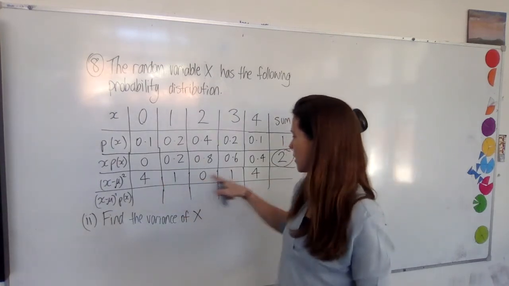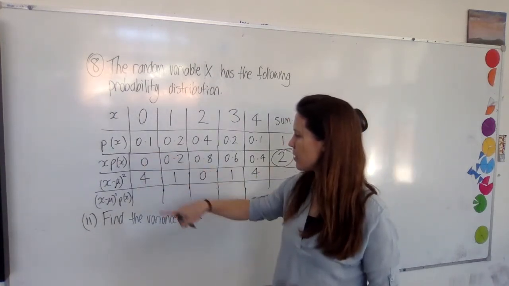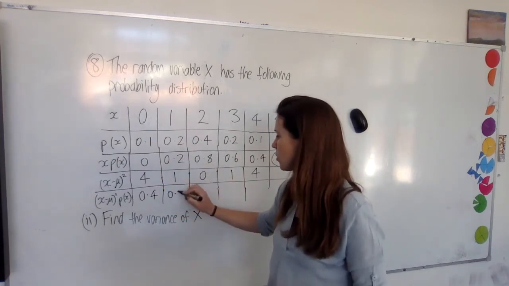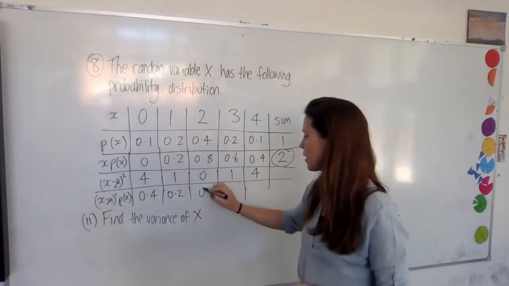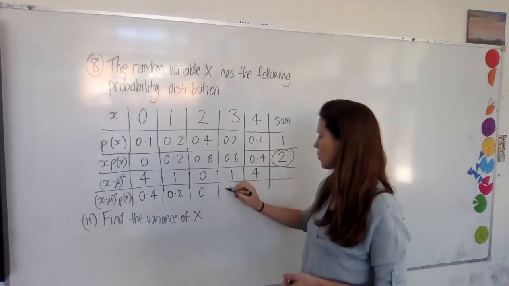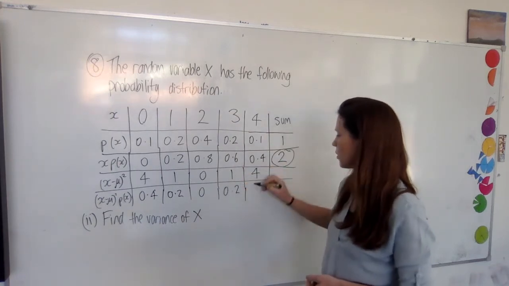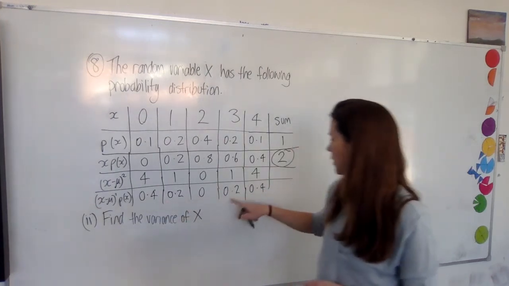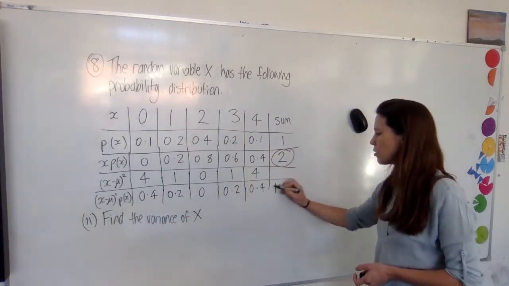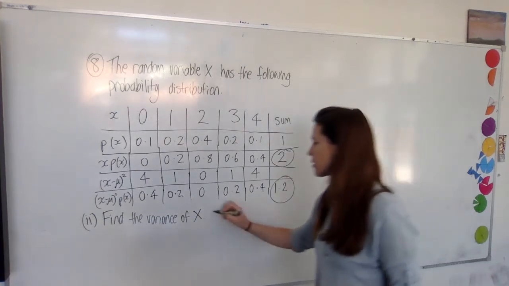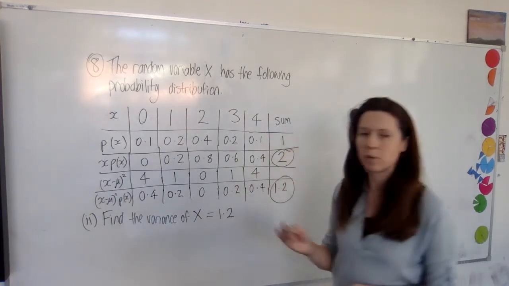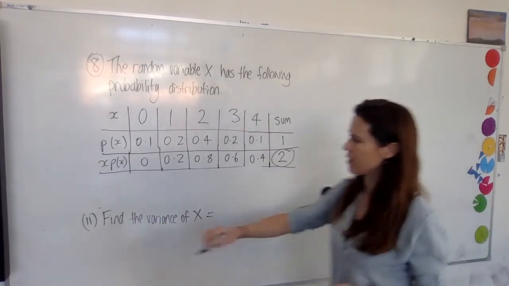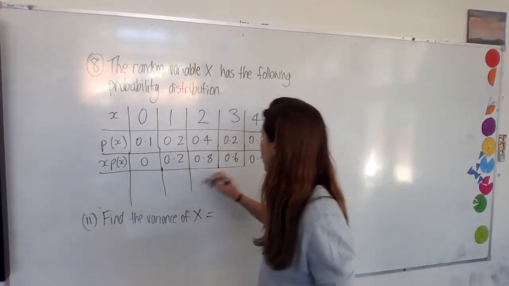Now I need to multiply each of these numbers by the probabilities. So 4 lots of 0.1, 1 lot of 0.2, 0 lots of anything is 0, 1 lot of 0.2, and 4 lots of 0.4. And now if I add these together, I've got 0.6 plus another 0.6, I get 1.2. So this is the variance, and the variance will be 1.2. Now if you'd used formula 2, you would get the same answer. We'll do it quickly just to show you.